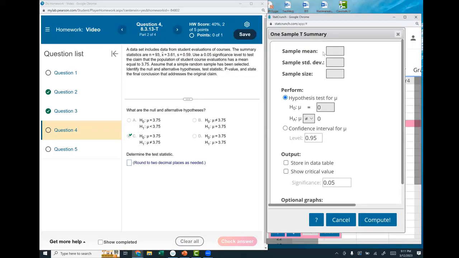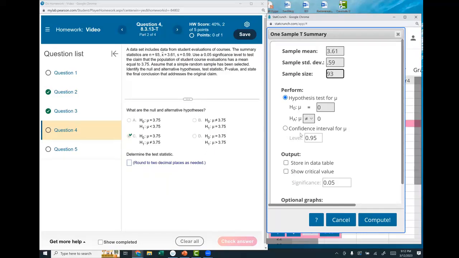Okay, so we just fill it in now. Our mean here is 3.61. Our standard deviation is 0.59. Our sample size is 93. That means we can use it because our sample is big enough, right?